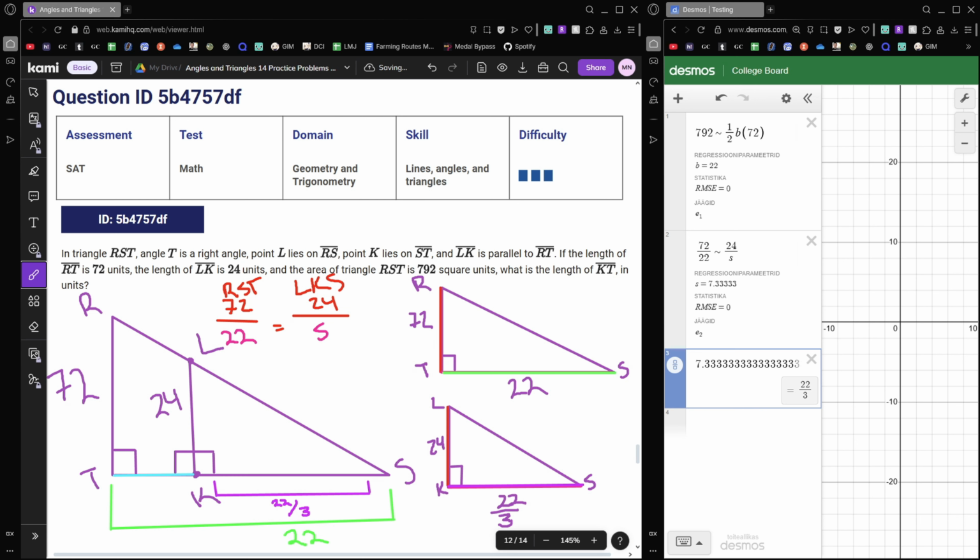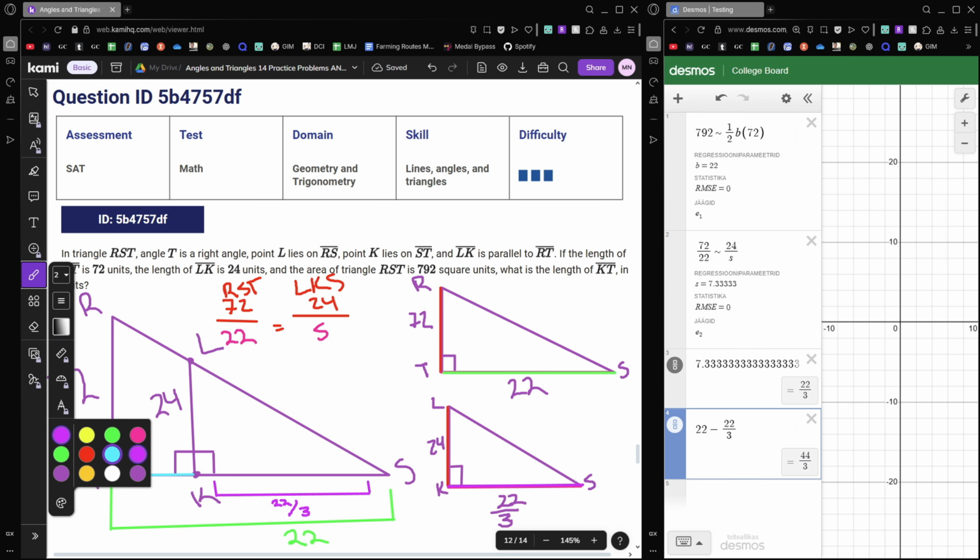Okay, and I think you can see where I'm going with this. To find line KT, all we've got to do is subtract 22 over 3 from 22. So 22 minus 22 over 3 gets us our answer of this repeating decimal. But you can just click this fraction on the left and it gives you the fraction of 44 over 3. So that means our answer is 44 over 3.